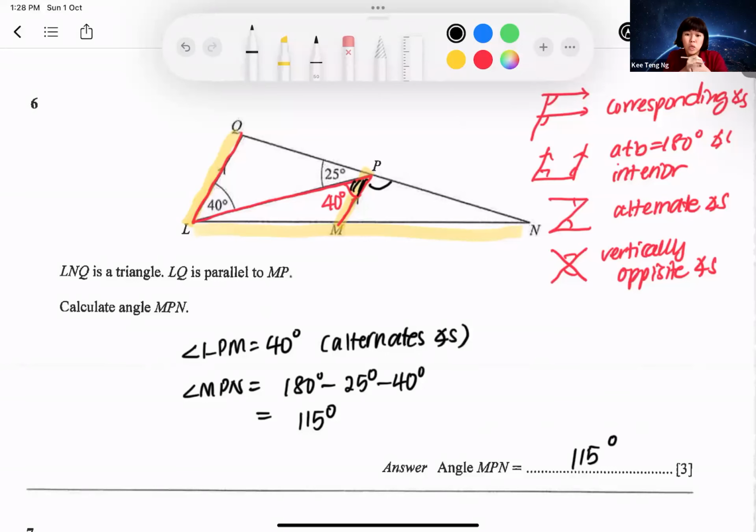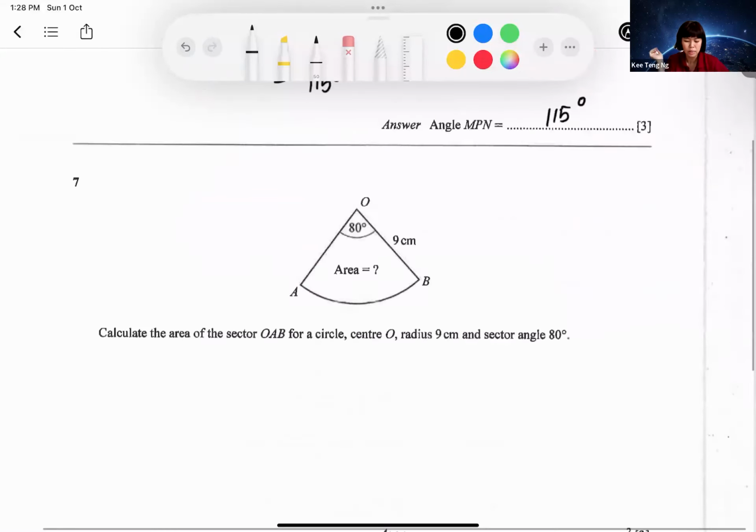Same marks over here. So do write down your reasons as well. If not, you indicate it on your diagram. That looks something like that. Okay, and then adjacent angles on the straight line. Next question.